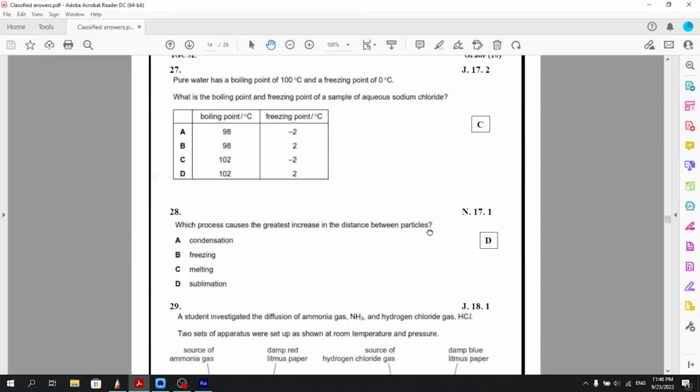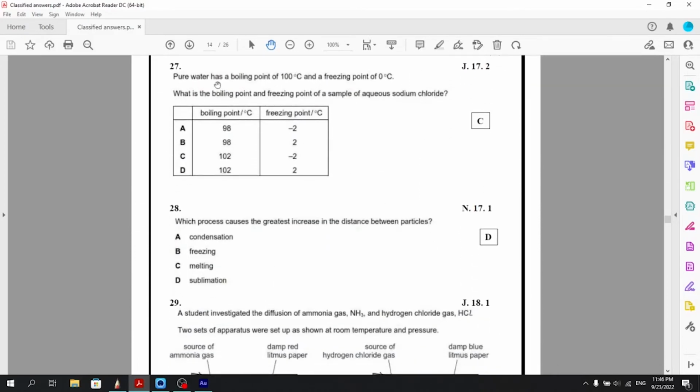Question number 27. Pure water has a boiling point of 100 degrees Celsius and a freezing point of 0 degrees Celsius. Alright. What is the boiling point and freezing point of a sample of aqueous sodium chloride? So we added sodium chloride. We dissolved sodium chloride in the water, which means that the physical properties of the solvent of the water itself will change. The question is, how will they change?